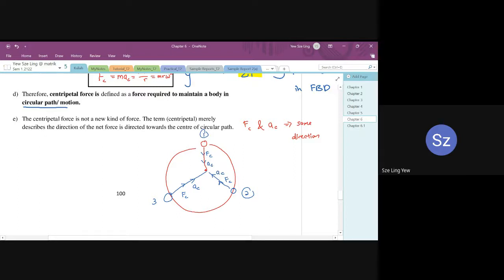It's unlike your v, okay? Velocity is perpendicular to them. Your linear velocity, v, is always perpendicular to them. Your v is always perpendicular, but ac is always pointing towards the center. So that is the difference between ac, Fc, and also v, between these three terms.